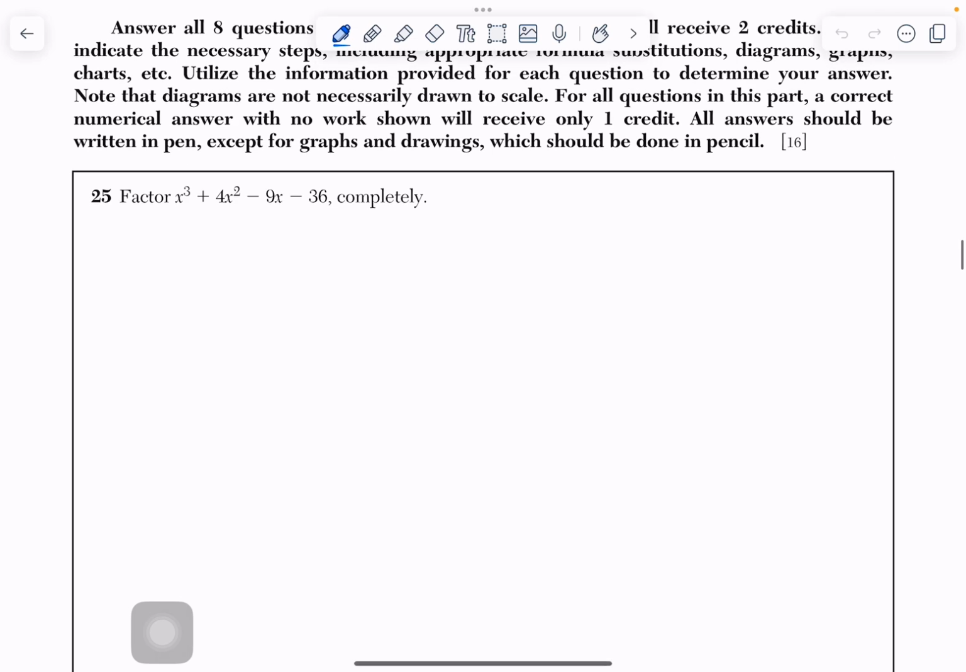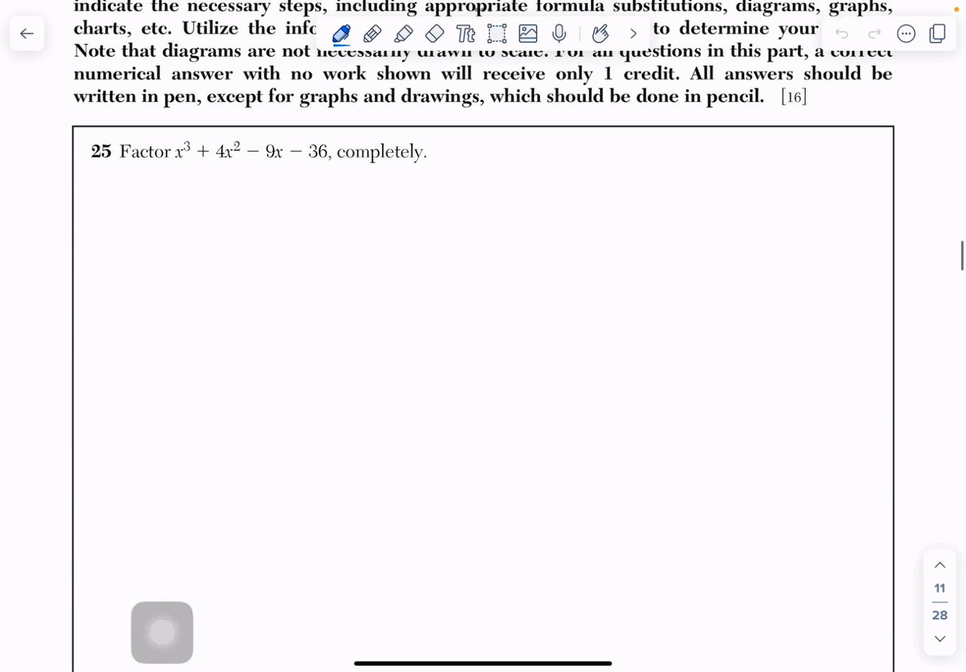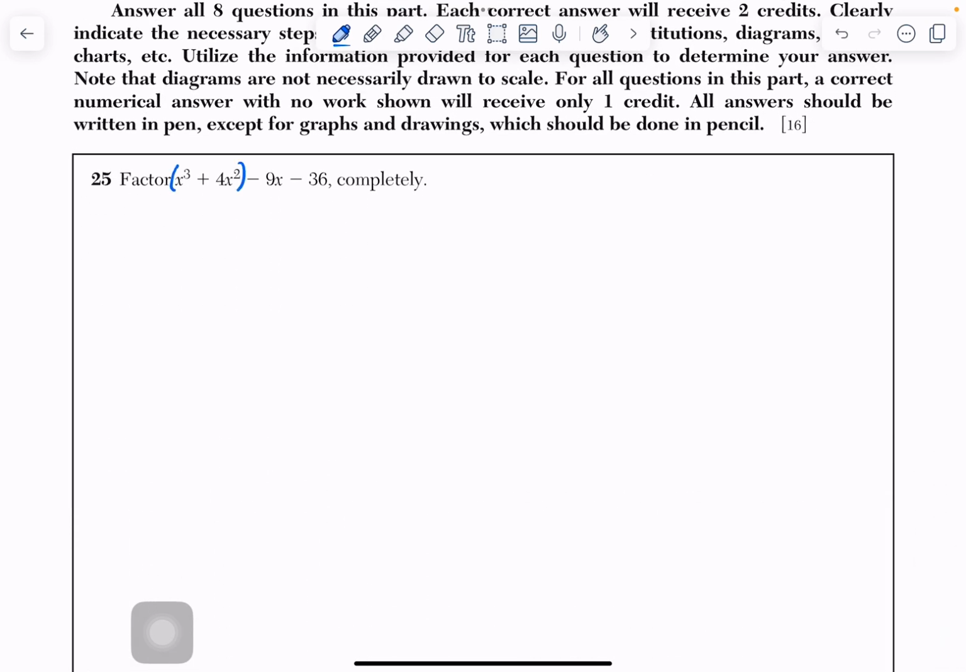All right, so this one says factor completely. The first one, we've done several of these, right? So we're going to group this side and this side. We're going to take a common factor of both of those. We could take out an x squared, and we're left with x plus 4, the minus sign. And the common factor on the right side is 9. So we're left with x plus negative 36 divided by negative 9 is 4.